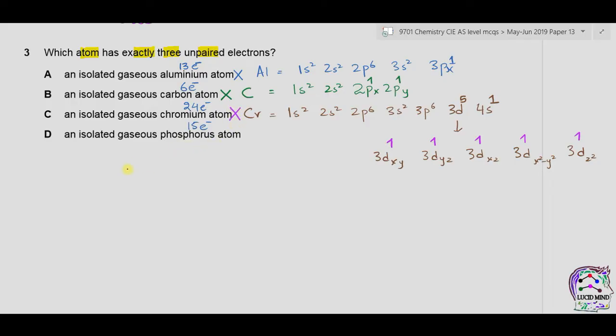Last one is phosphorus. For phosphorus, the electronic configuration will be 1s2, 2s2, 2p6, 3s2. And in 3p we have 3 orbitals, 3px, 3py and 3pz. As 3 electrons are left, so 1 electron will come in each orbital. So now we have 3 unpaired electrons, so therefore D is correct. Correct answer is therefore D.